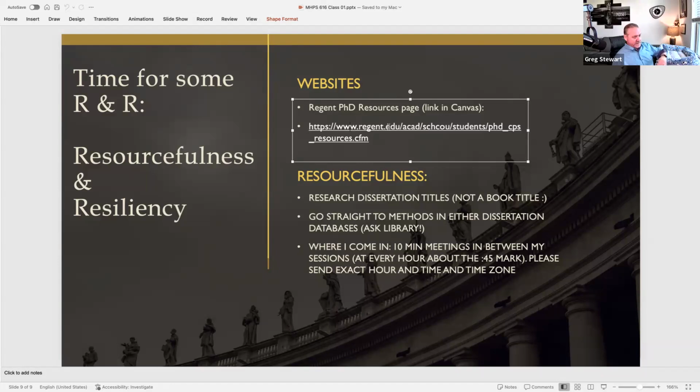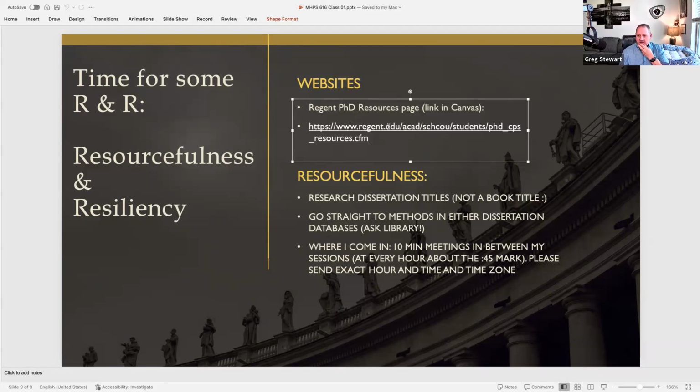Disclaimer: my book is I-Cubed, Information, Interpretation, Intensity, Unlocking the Inner Strength Behind Your Negative Emotions. That's a book title. That is not a dissertation title. Look up dissertation titles. When you submit it, make sure it's not a book title.